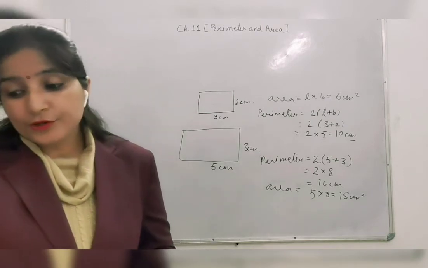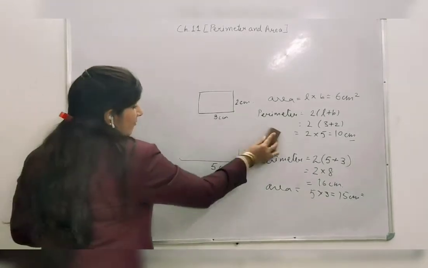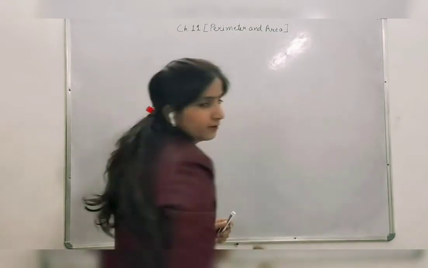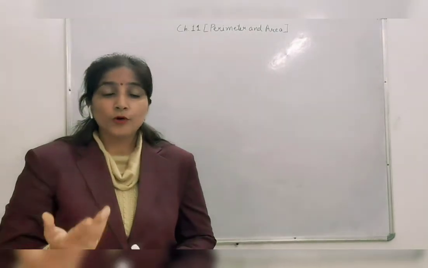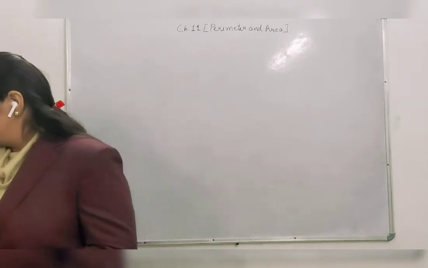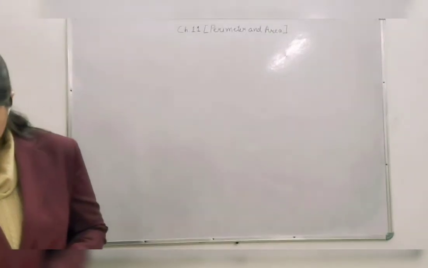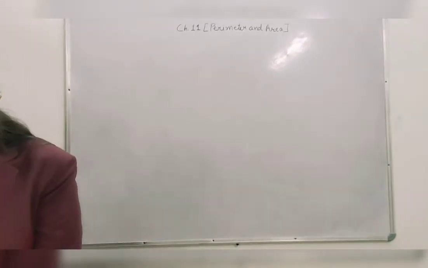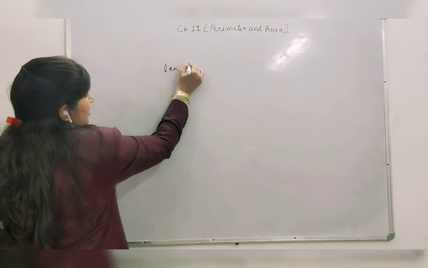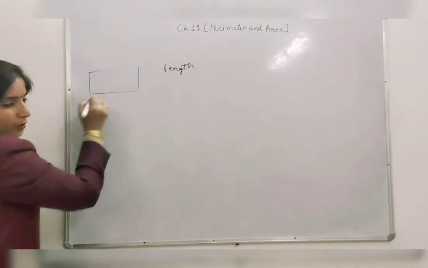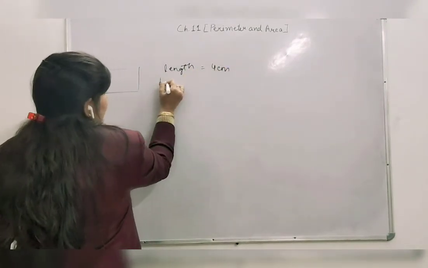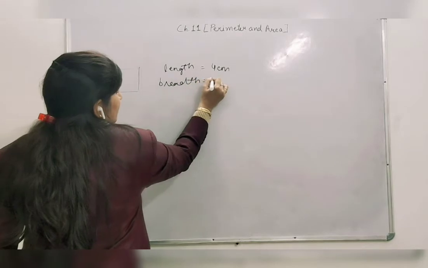But now I am going to give you an example in which the area remains constant and the perimeter is going to increase, but the area remains constant. So I am going to give you such a type of example. Now for that, let us take the length. Suppose we are taking a rectangle with the length as 4 centimeter and the breadth as 3 centimeter.